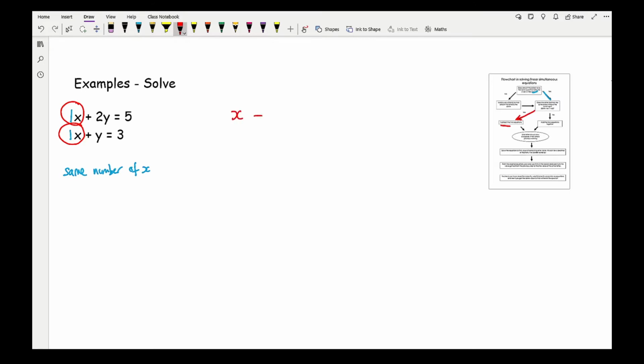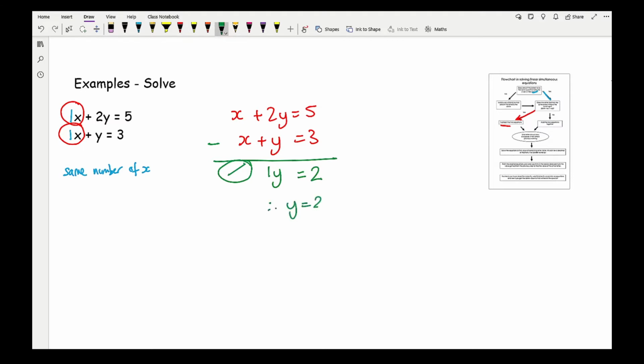Here I've got x plus 2y equals 5 and x plus y equals 3. If I take away the two equations, what I end up with is x take away x, which is nothing, 2y take away 1y is 1y, and 5 take away 3 equals 2. If you've done this correctly, you should find that one of your letters disappears, which in this case is my x's, leaving me with one letter and a value. So from this, I work out what 1y is, therefore y equals 2.